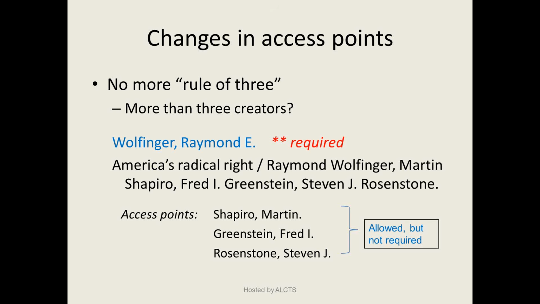With RDA, you give as many as you deem necessary, but only the first is required. Another difference is that the first named author, Raymond Wolfinger here, would be given main entry, and with AACR2, this would have title main entry.